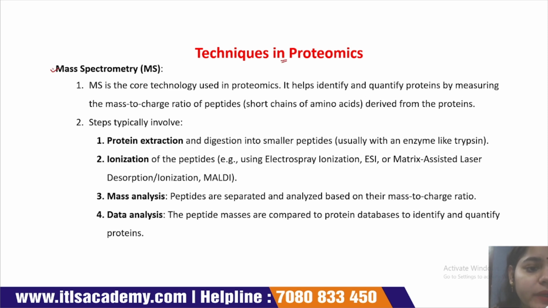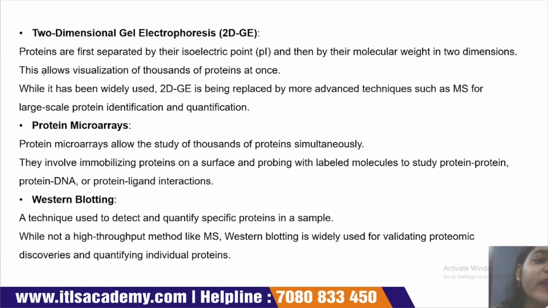These are the techniques which are used in proteomics. First is mass spectrometry. Mass spectrometry is a core technology used in proteomics. It helps to identify and quantify proteins by measuring the mass to charge ratio of peptides, and these peptides are derived from the protein. These are the basic steps of mass spectrometry. Next technique is 2D gel electrophoresis, where we separate the proteins on the basis of their isoelectric point and molecular weight.